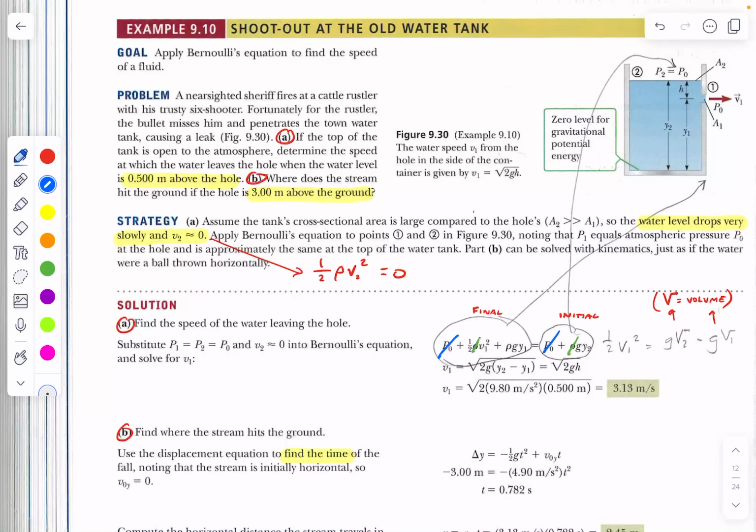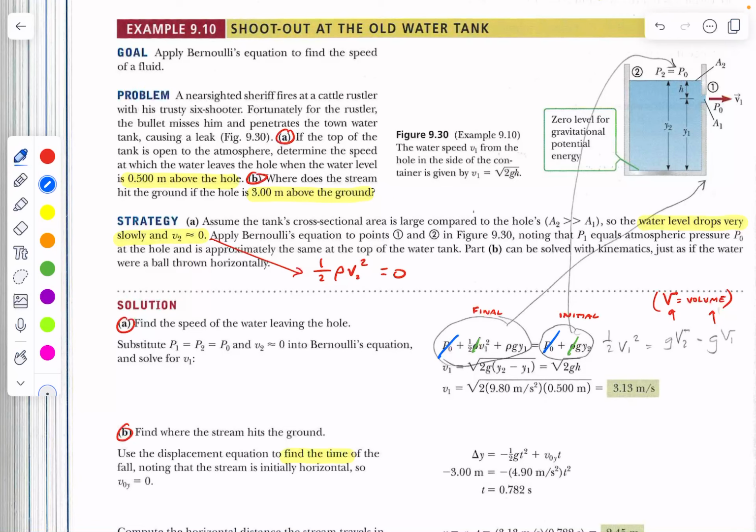So here's a shootout at the old water tank. I don't know if it's ever happened to you yet, but it happens all the time in physics where you're shooting your trusty six-shooter at a bad guy and you miss, unfortunately, and you hit the water tank and then the water drains out, and you hate it when that happens, though the rustler doesn't.